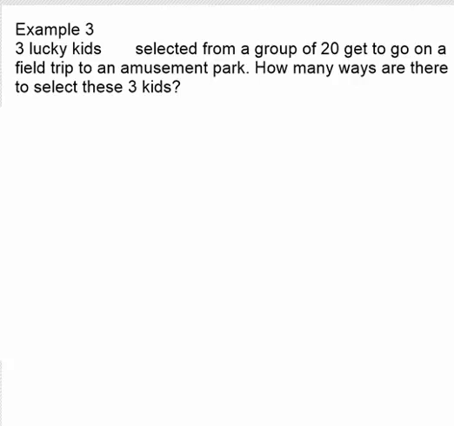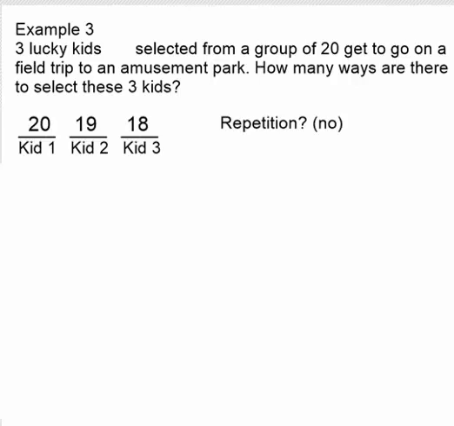In our third example, 3 lucky kids are selected from a group of 20 to go on a field trip to an amusement park. How many ways are there to select these 3 kids? Well, there's 20 different choices for the first kid, 19 for the second kid since 1 is used up, and 18 for the third. And we can't have repetition here unless we did some cloning.